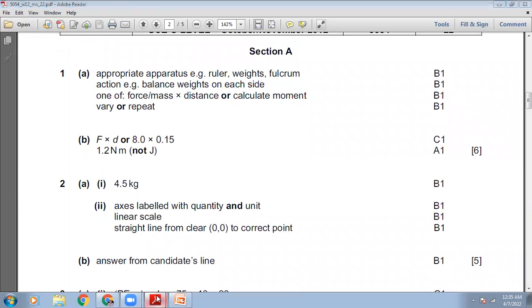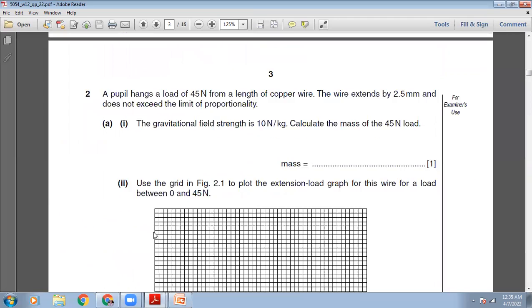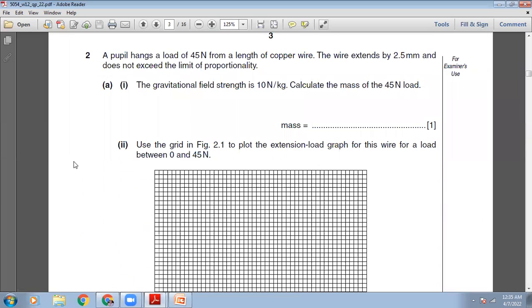Question number 1 is done. Okay, so let's move to the next question. He says, a pupil hangs a load of 45 Newton from a length of copper wire. The wire extends by 2.5 millimeter and does not exceed the limit of proportionality. The gravitational field strength is 10 Newton per kg. Calculate the mass of the 45 Newton load.